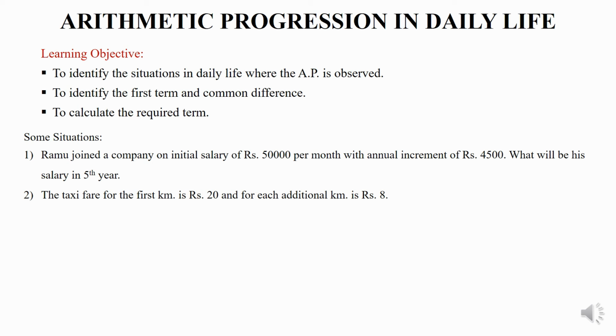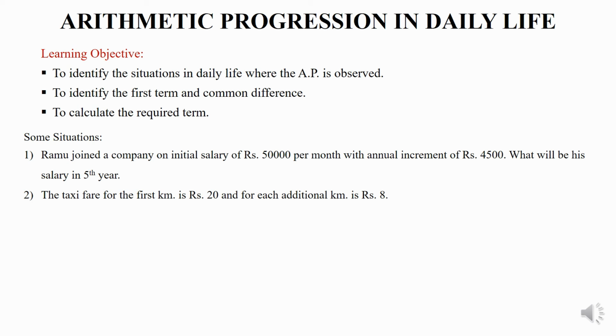Here the charge starts with 20 rupees, which is nothing but the first term. And here the fixed amount is going to be added, that is nothing but the common difference. And 8 is there here. So as 8 is the common difference, it is the same everywhere in between the consecutive kilometers. So we can say it forms an AP.